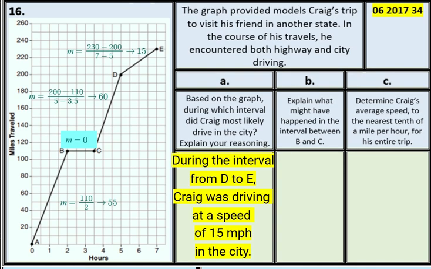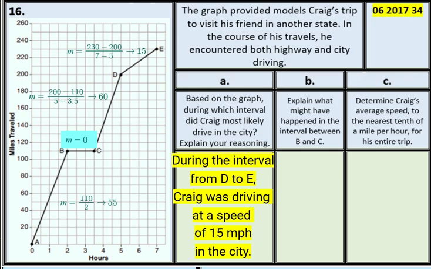So the answer to part A: during the interval from D to E, Craig was driving at a speed of 15 miles per hour in the city. So slower driving in the city, and we were explicit in stating why we think that.